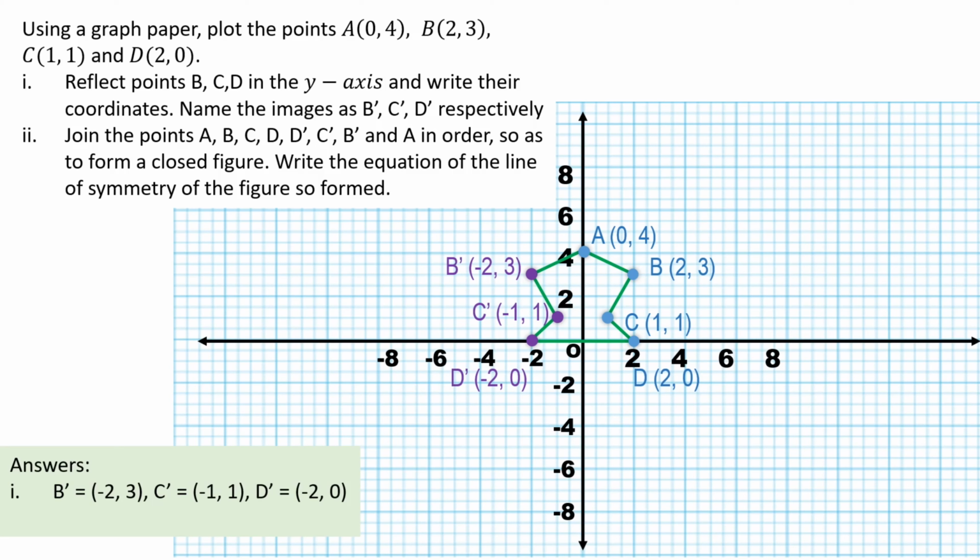As you can see, we have a closed figure which is symmetrical on both the sides of the line passing from its center. And we know very well that line is y-axis. We need to write the equation of the line of symmetry. So the equation of y-axis, which is the line of symmetry, is x equals to 0.